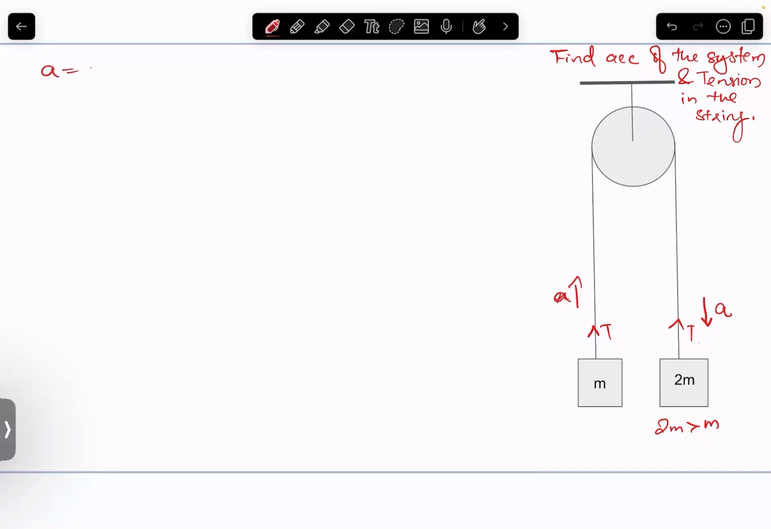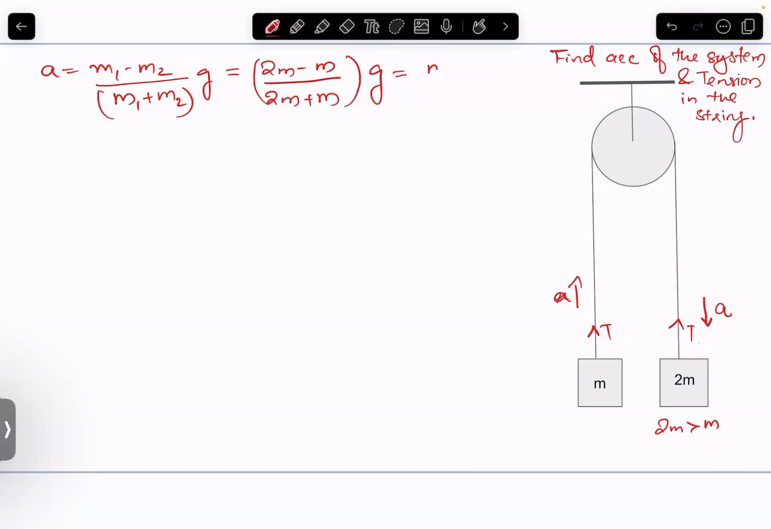So from the direct result that we have learned from the last class, I can write the acceleration of the system as (m1 minus m2) by (m1 plus m2) times g. I can substitute m1 as 2m and m2 as m, so it is 2m minus m over 2m plus m times g, which is equal to mg by 3m, that is equal to g by 3. So that is the acceleration here.